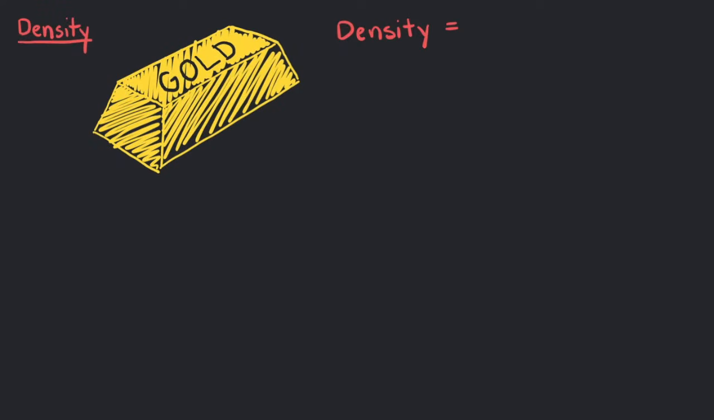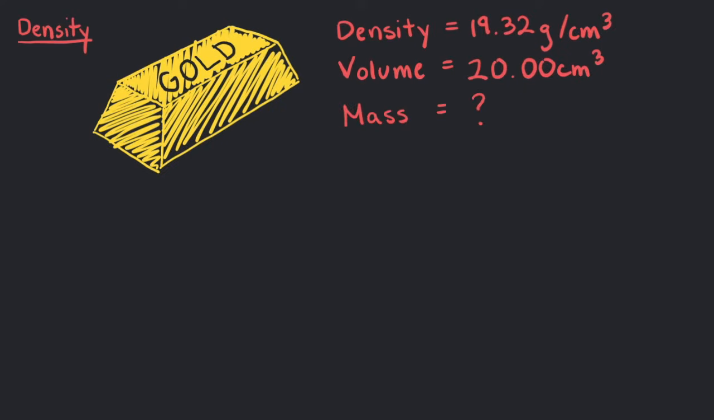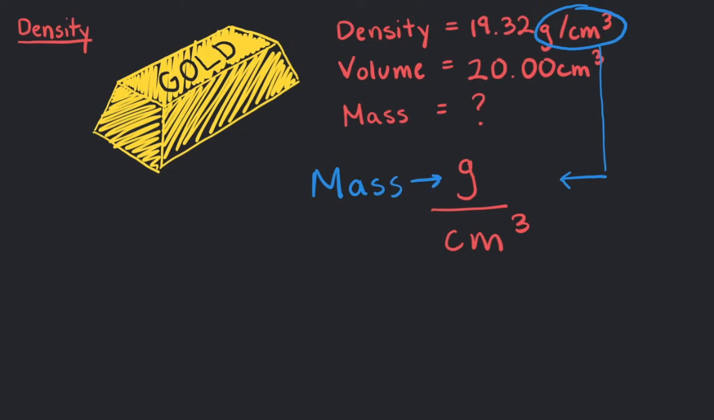Now let's look at a more quantitative problem with density. The density of gold is 19.32 grams per cubic centimeter. If we had a volume of 20 cubic centimeters of gold, what is its mass? First, looking at the units of the density of gold, we can see that it has a common mass unit of grams over 1 unit of volume, cubic centimeters.